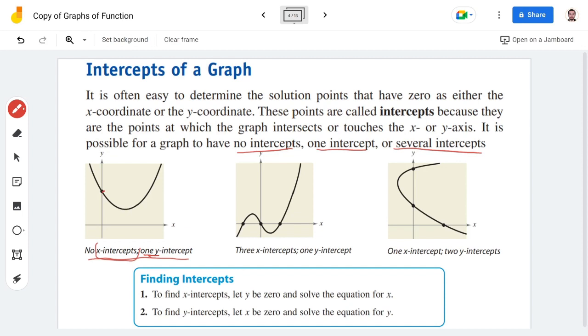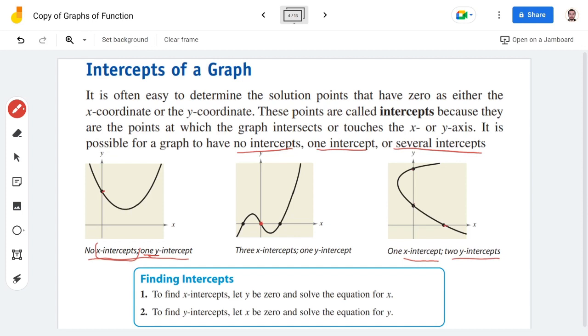Yes, the 3, on which axis? And where is the y one? Which is this one here, which is 0, 0. Yes, not 0, 1. So this is 0, 0. It's shared between the y-axis and x-axis. Okay, this one has 1 x-intercept and 2 y-intercepts.